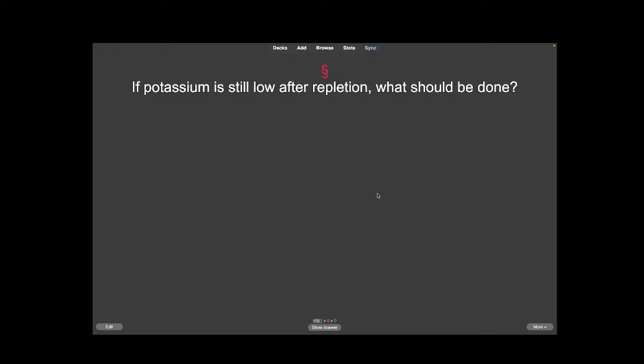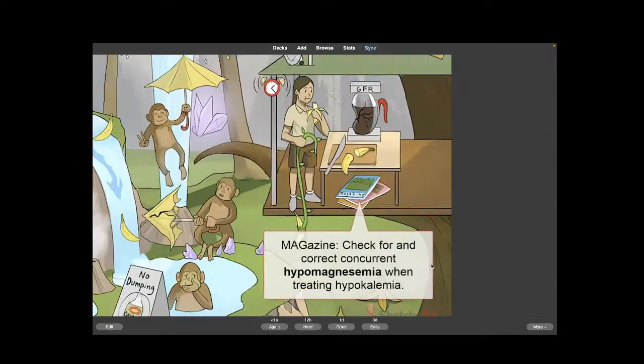If potassium is still low after repletion, what should be done? IV you couldn't do, oral you can't do. Check for hypomagnesemia. Oh, is that what happened? The magnesium. That's an interesting point.